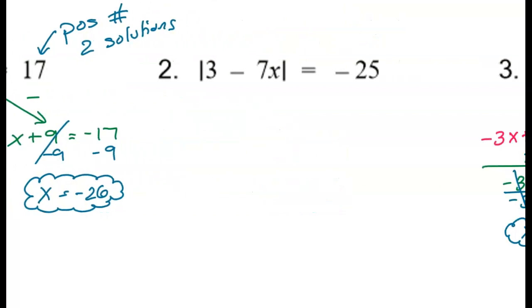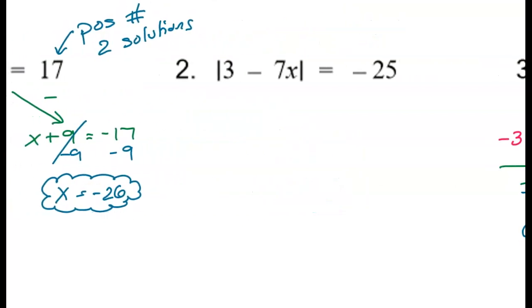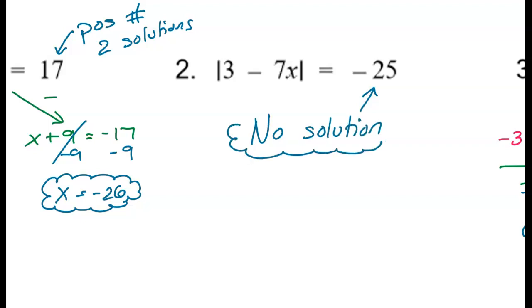Look at number 2. What is that equal to? A negative number. What should that immediately tell us? When the absolute value is equal to a negative number, there's no solution on number 2. When the absolute value all by itself is equal to a negative number, it's going to be below the x-axis, meaning there is no solution.